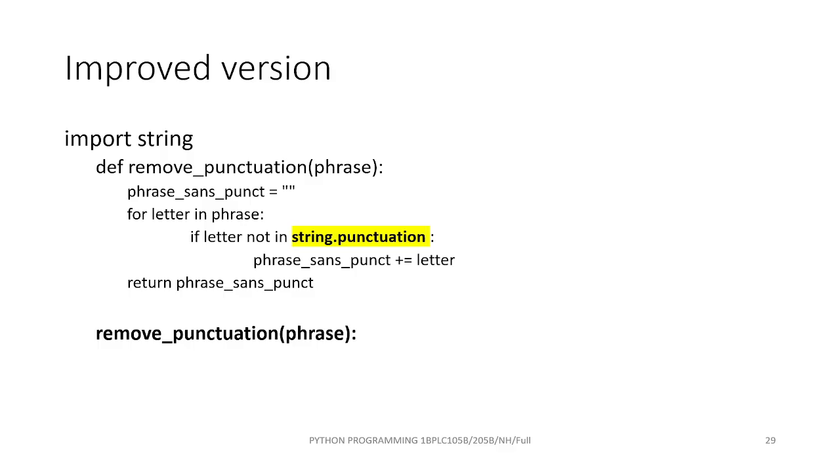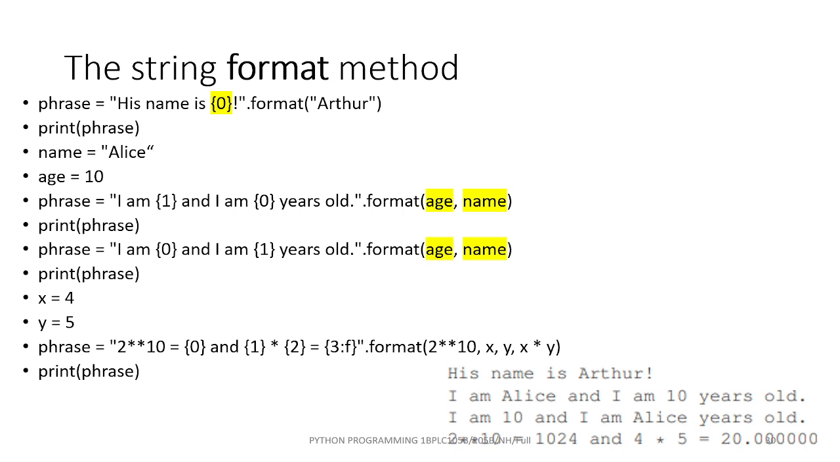You can also use the punctuation function. There is a built-in function, punctuation. The function punctuation has a list of all the characters which we are treating as punctuation. We are checking that if a character is not there, we concatenate it to the result. If it is punctuation, ignore it. Don't do anything. Next, we'll see the string format function.